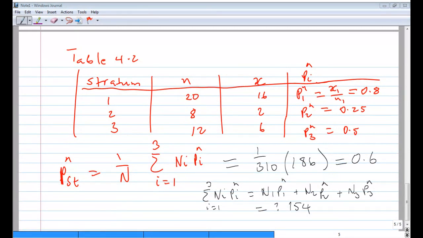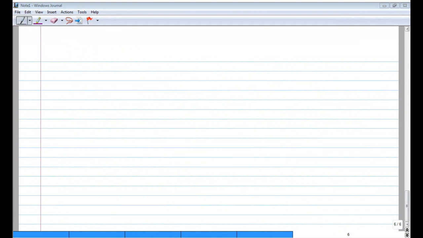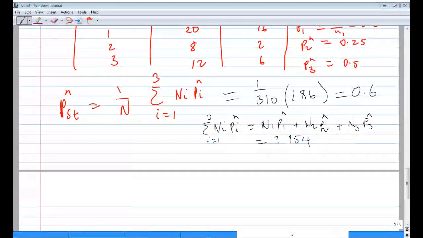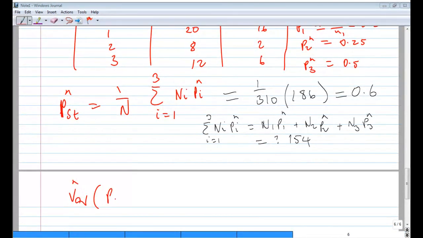Then, so we have to find a bound. To find a bound, we must calculate the estimated variance of the estimated population proportion. Okay, first. In other words, you have to find the estimated variance of the estimated population proportion under stratified sampling.